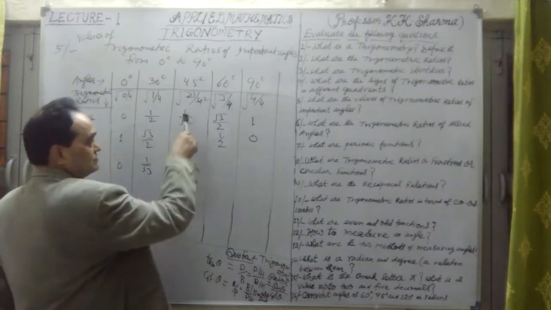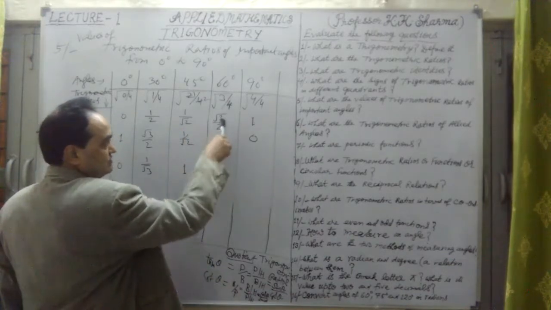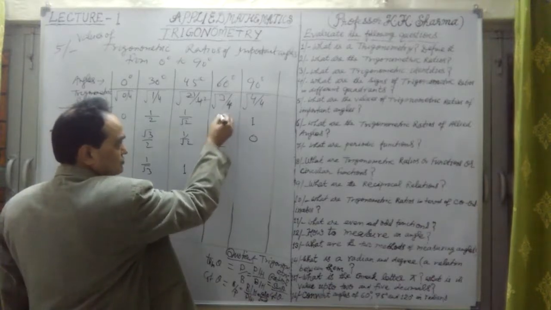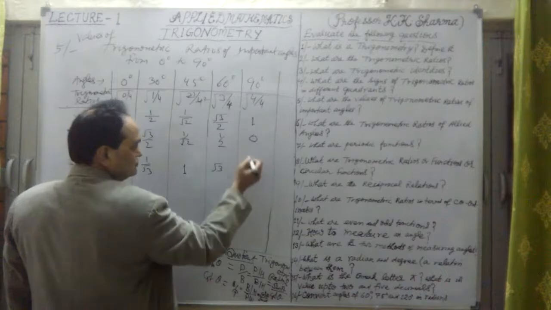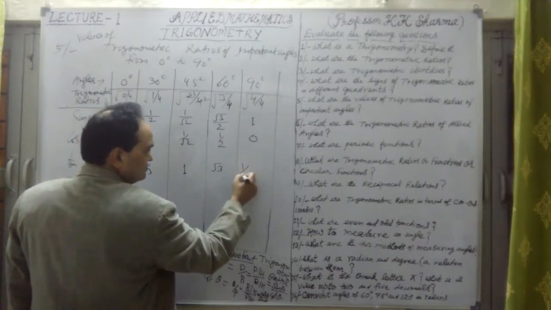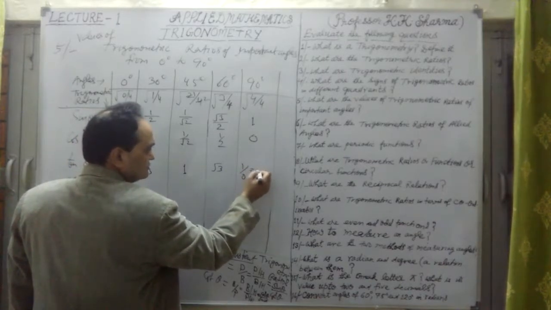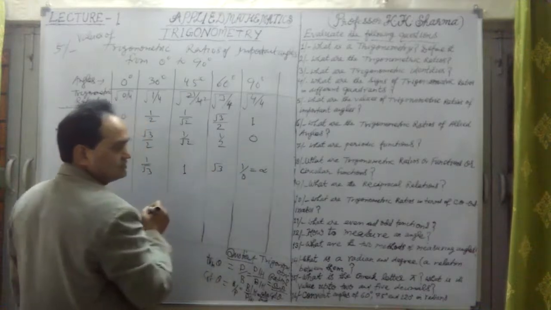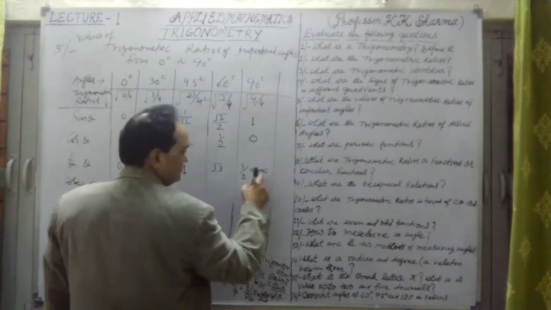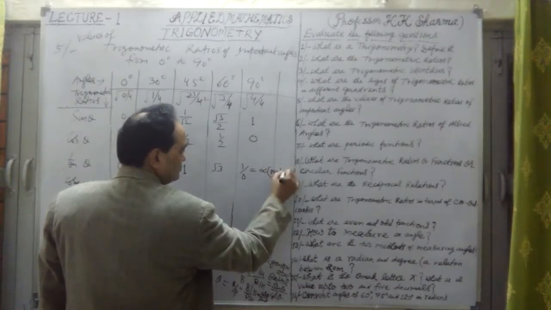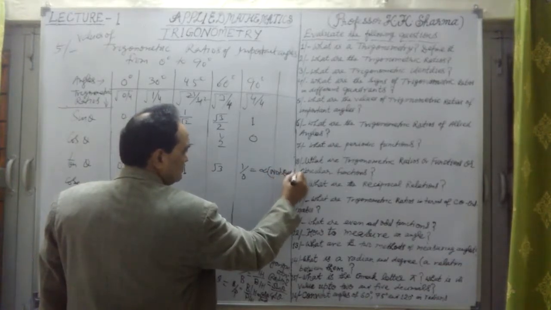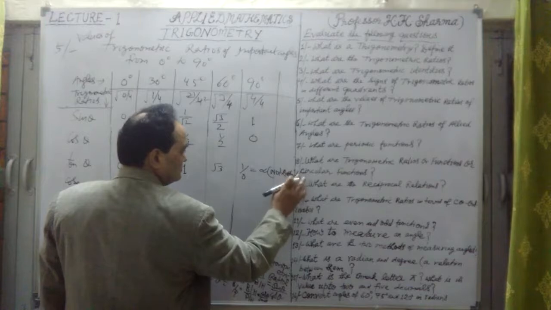But first we are calculating tan theta from sin theta and cos theta. If we cancel out, only root 3 upon 1, that means root 3. 1 upon 0 is not defined. This is 1 upon 0, not defined, equal to infinity. This is not defined, an indefinite value.